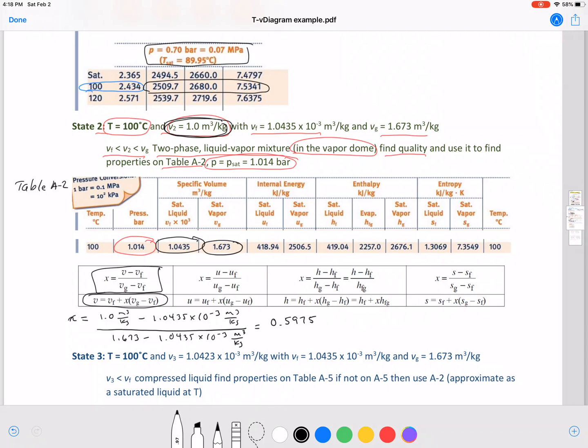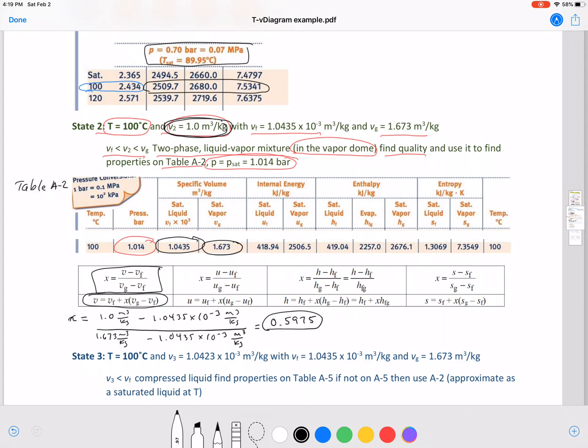And there's no units on this. The units all cancel. Oops, I lost my units here. This would be 1.673 meters cubed per kilogram. So anyway, our units all cancel, and this is just a ratio of where we are in the dome, how far across we are. We're a little bit more than halfway through the dome.